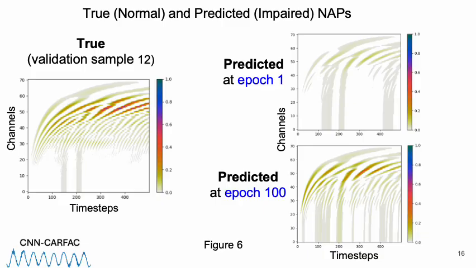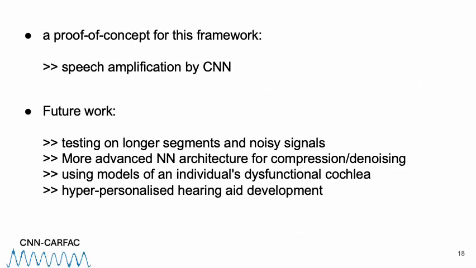And finally, conclusion and future work. In this presentation, we could show that this framework could be used for hearing aid development, and this result was a proof of concept for that, and we could confirm the speech amplification role of the CNN.